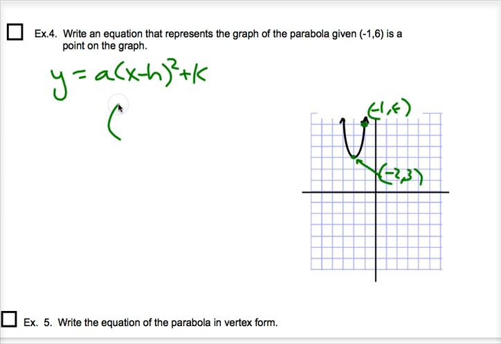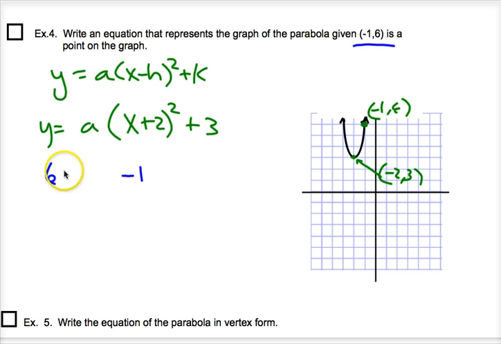So far I know that h is negative 2 and k is 3. So instead of x minus 2, I should put an x plus 2 in here and then a plus 3. So when the vertex is negative 2, I put in x plus 2 right there. That way when I plug in a negative 2, it goes away. Negative 2 plus 2 is 0. Now I need to find a. In order to find a, I'm going to take this other point and plug it in. y is 6, x is negative 1, equals a times x plus 2 squared plus 3.